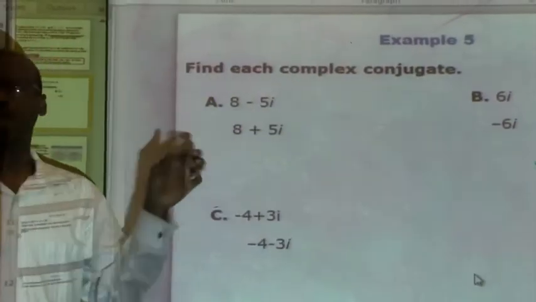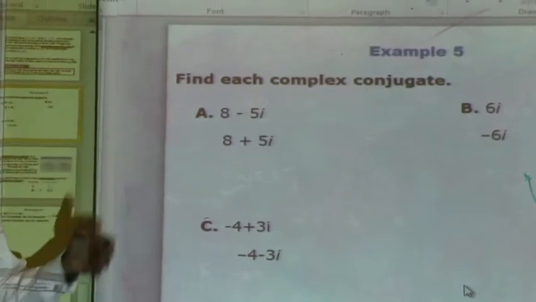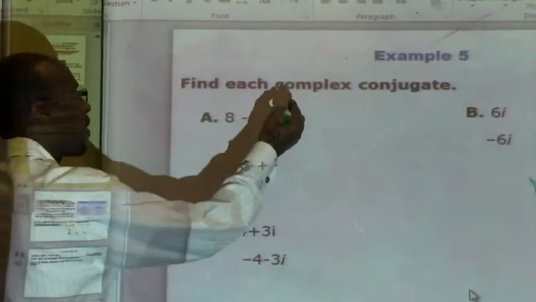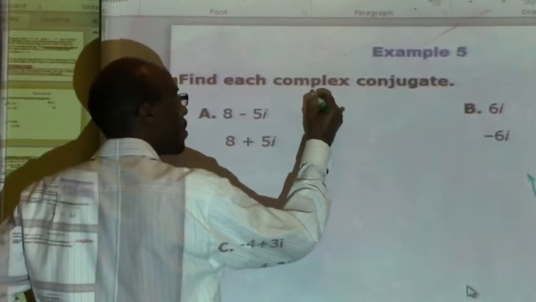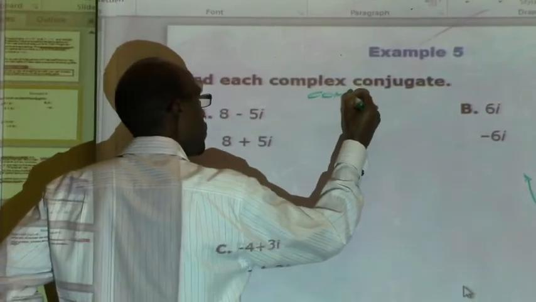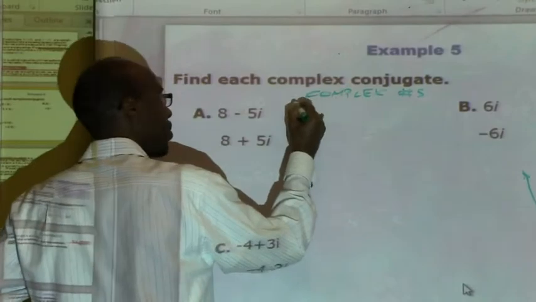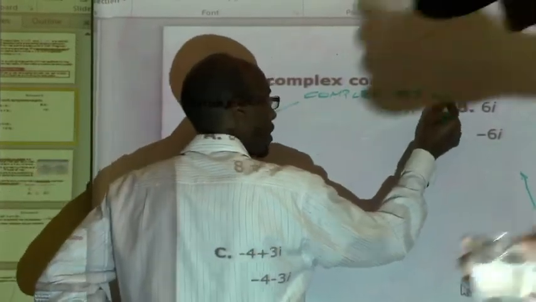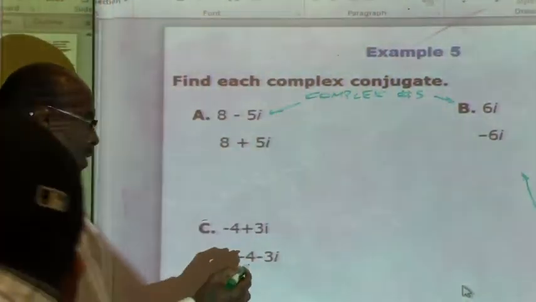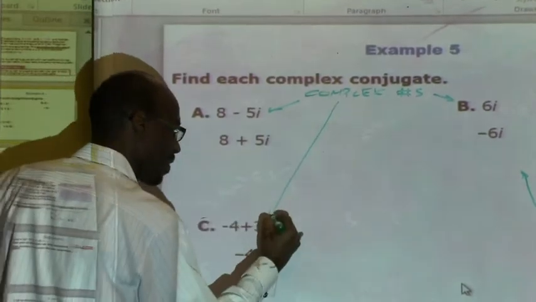The reason I want to come back to conjugates for just a second is to say words like complex numbers. Write down complex numbers. You're complex. You're complex. Complex would be a good thing in math.